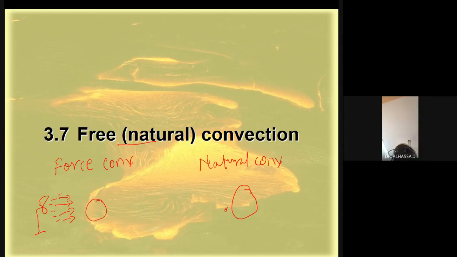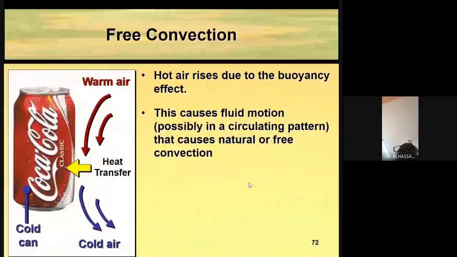Okay, so they move in different directions, and those fluids that are close to the hot surface will be moving upwards because of their decrease in density. You understand me? So the fluid will be moving in this direction. They are not forced to move in one direction. So they will be moving in different directions like this. So that's the classical differences.